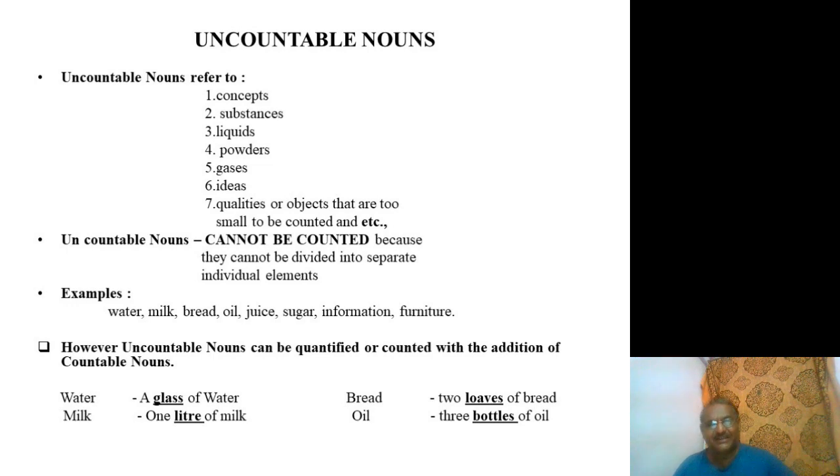You can say like that. Water. Can you say water, waters? No. Milk, milks? No. So bread, like that. Oil, juice, sugar, information, furniture. All these are uncountable nouns.